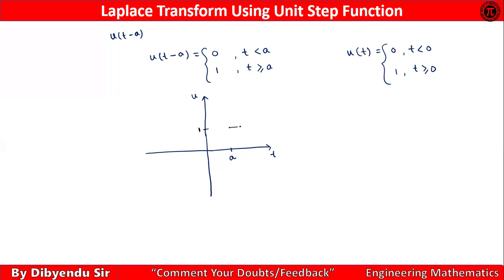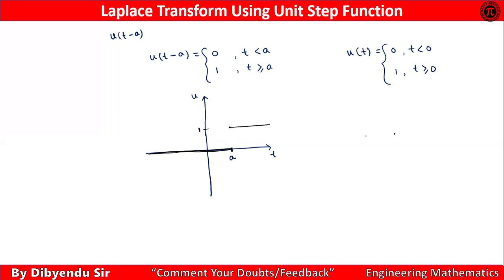Now for t greater than or equal to a, the result is 1. That means you get a straight line parallel to the t-axis. And when t is less than a, the result is 0, that means a straight line on the t-axis. This is the graph of the unit step function. So when t is less than a, you get a straight line on the t-axis, and when t is greater than or equal to a, not 0, you get a straight line parallel to the t-axis at a distance 1.